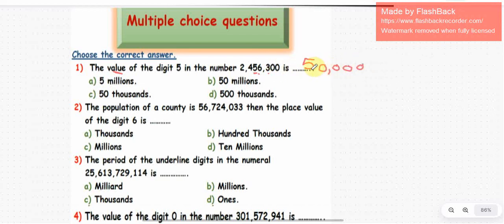Can you read this number? Yes, 50,000. Where is the 50,000? Here. Choose it. Question number 2. The population of a country is 56,724,033. Then the place value of the digit 6.